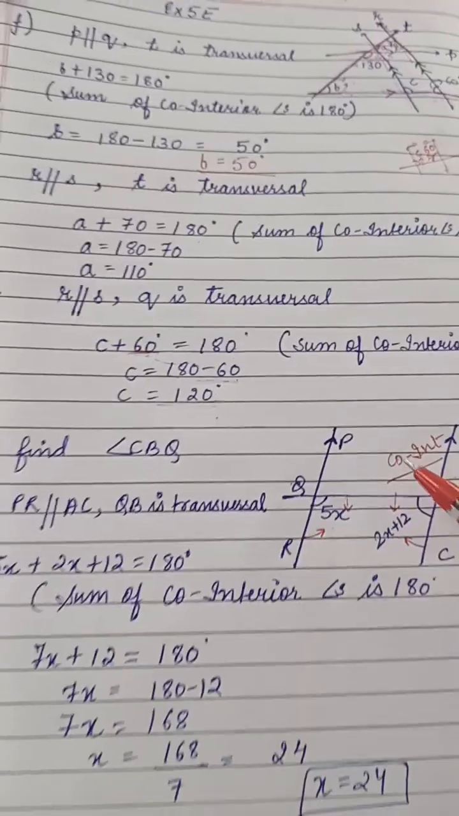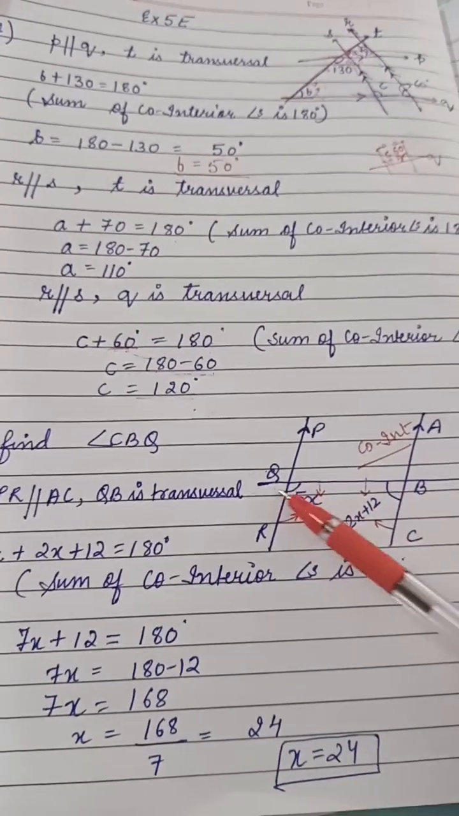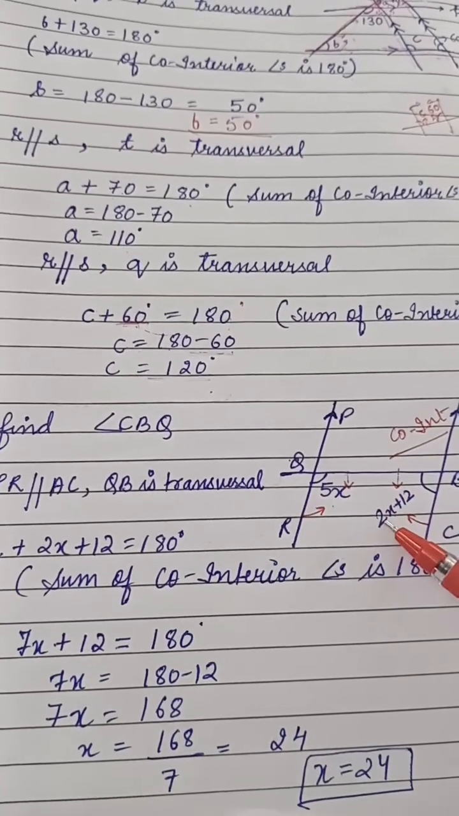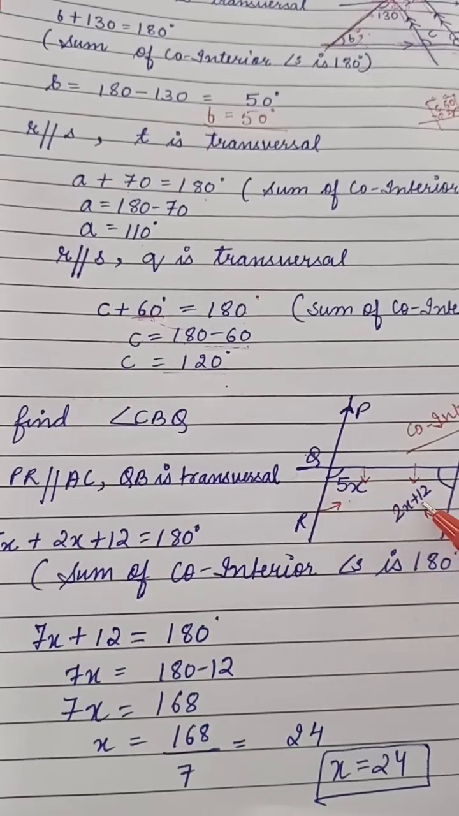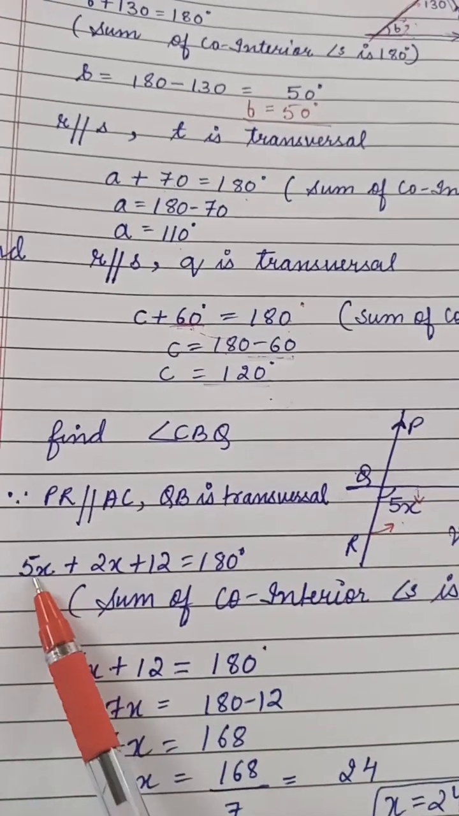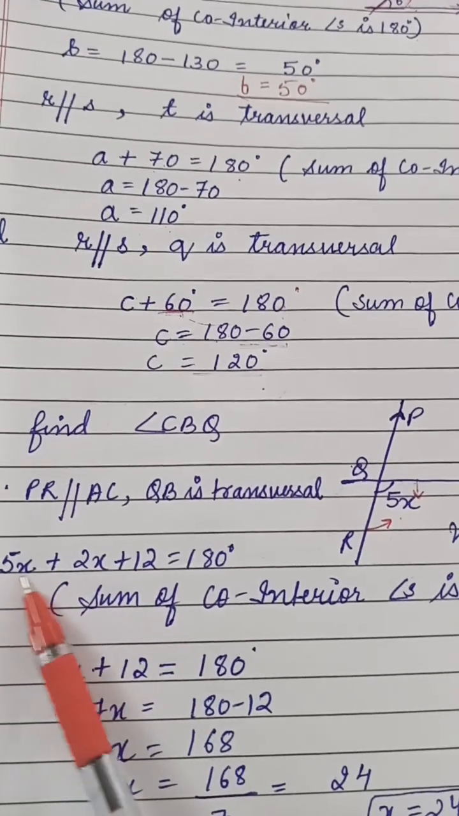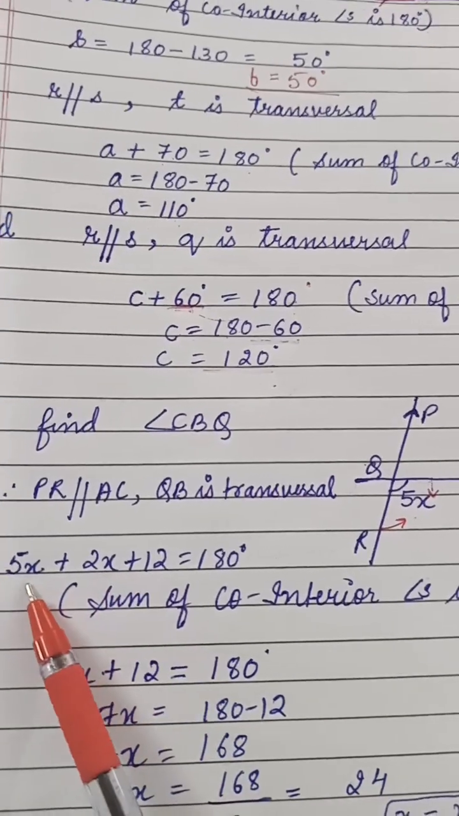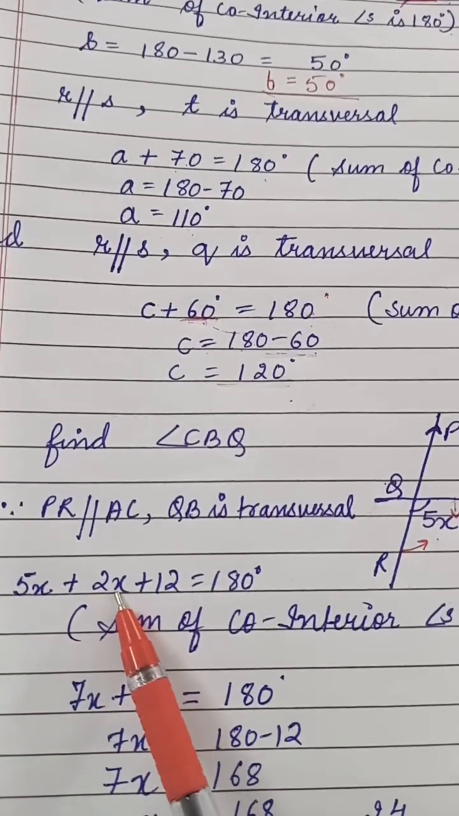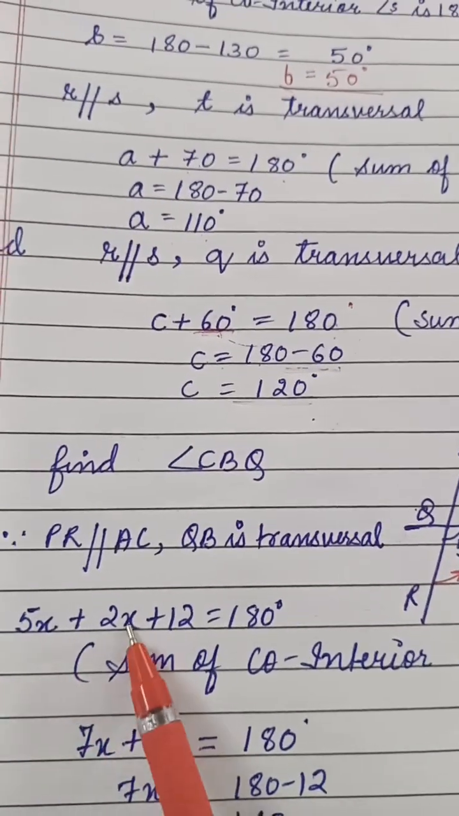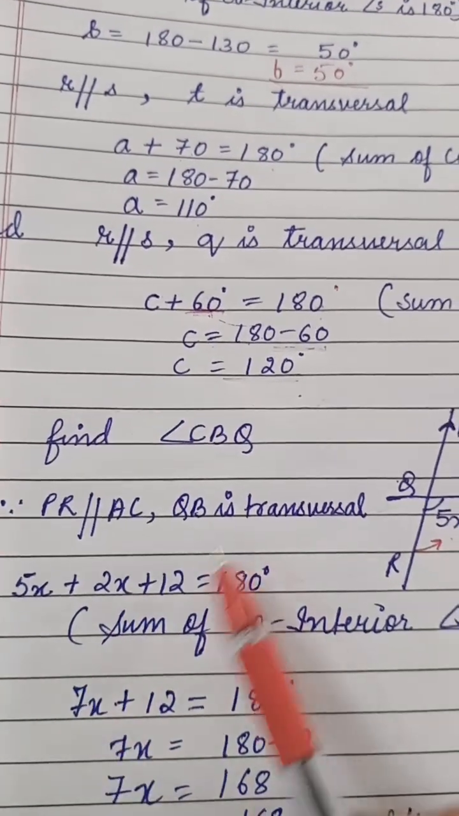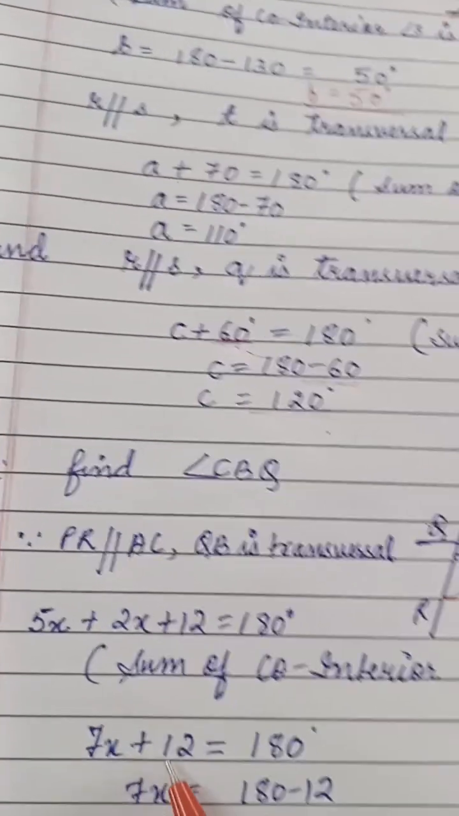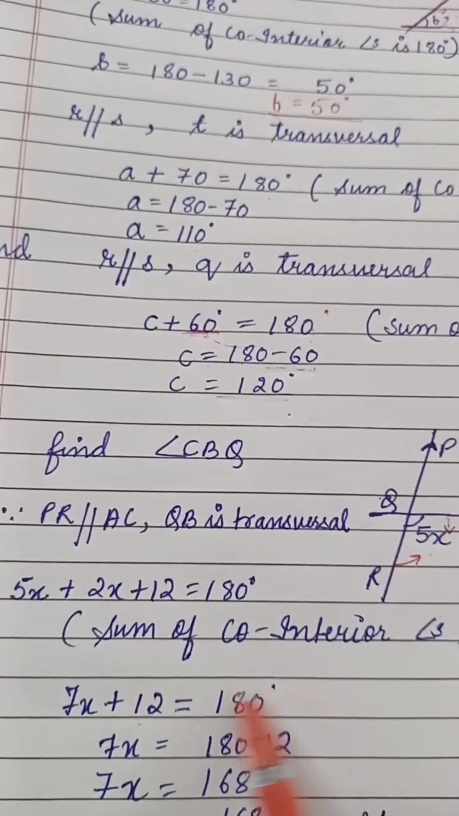This is what we have to write. PR is parallel to AC and QB is the transversal. 5x plus 2x plus 12. Sum of co-interior angles equals 180. Add these two like terms. This has a variable x and this has the variable x. Correct? x plus x. And we are going to add the numbers. 5 plus 2 is 7x. Plus 12 will be as it is because it is not a like term. Check. This is a variable. This is a constant, equal to a constant number.